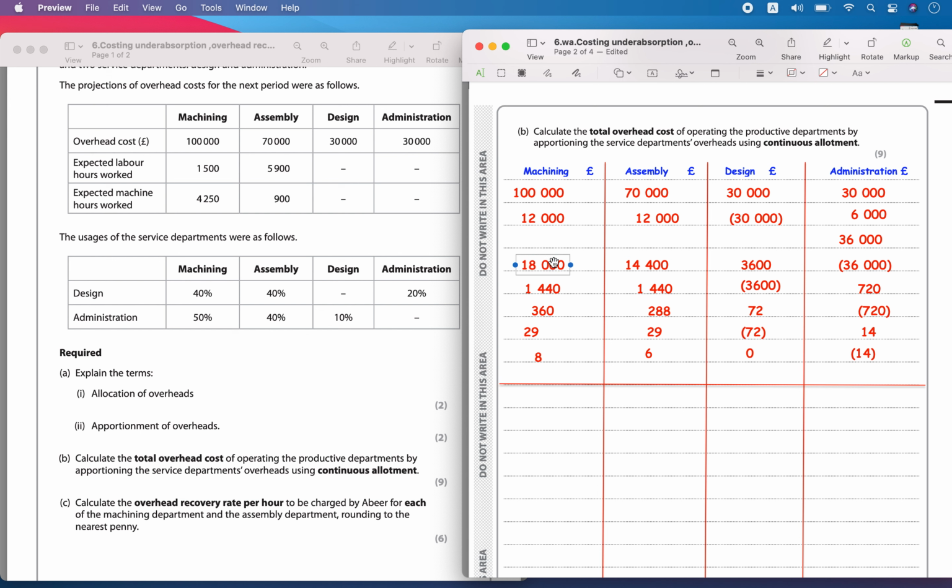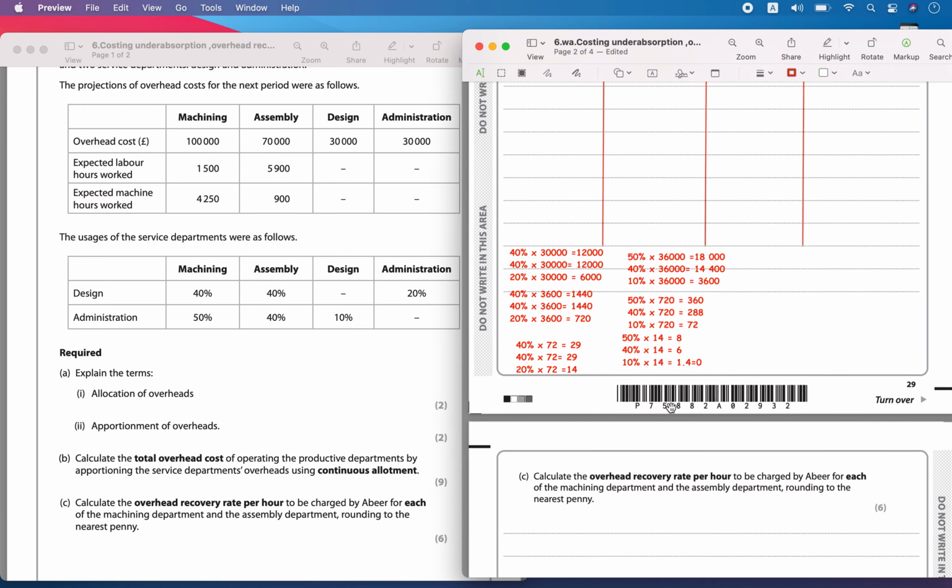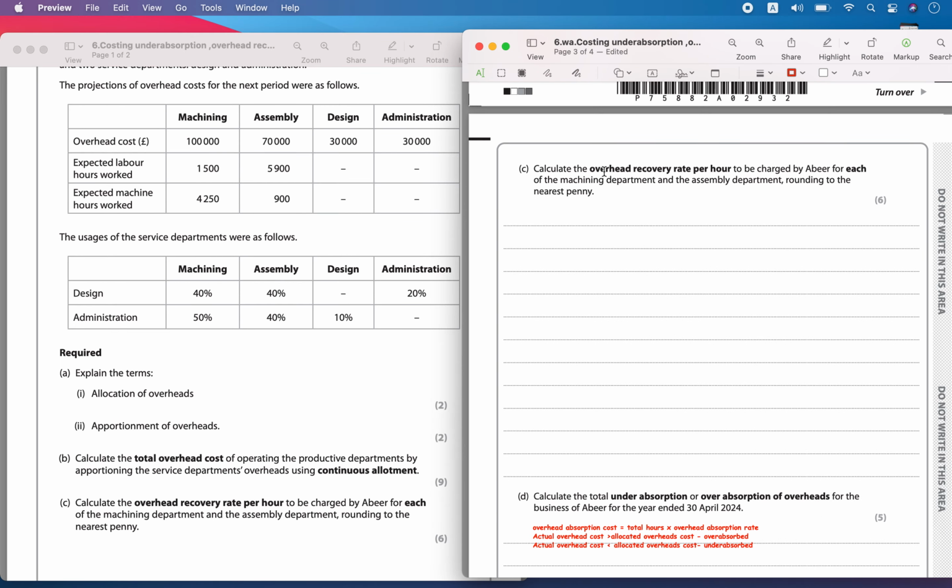Now let's add up these values: 100,000 plus 12,000 plus 18,000 plus 1,440, 360, 29 and 8. So this value is going to be equal to 131,837. And let's add up the assembly total overhead cost. So this is going to be equal to 98,163. This is the total overhead cost.